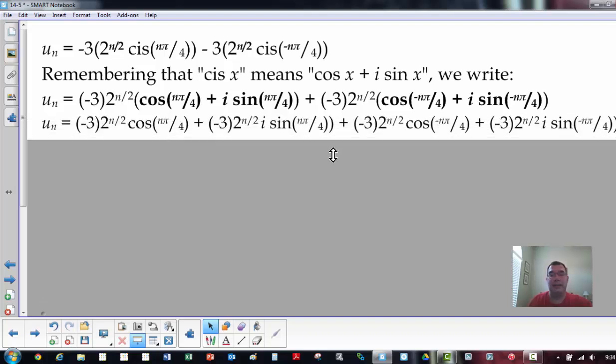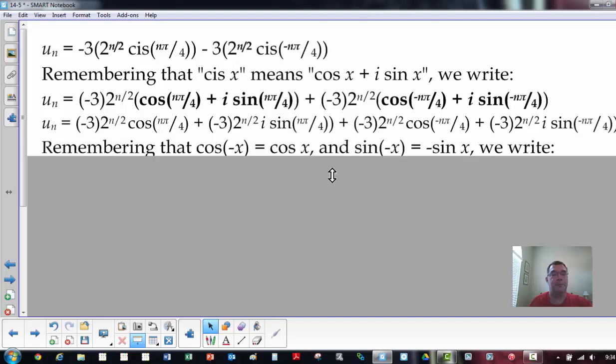So then things get even messier because now I have to multiply this negative 3 times 2 to the n over 2 by each of the two things that are in each set of parentheses. So try and follow where these four terms came from. The first two came from this expansion, and the last two came from this expansion.